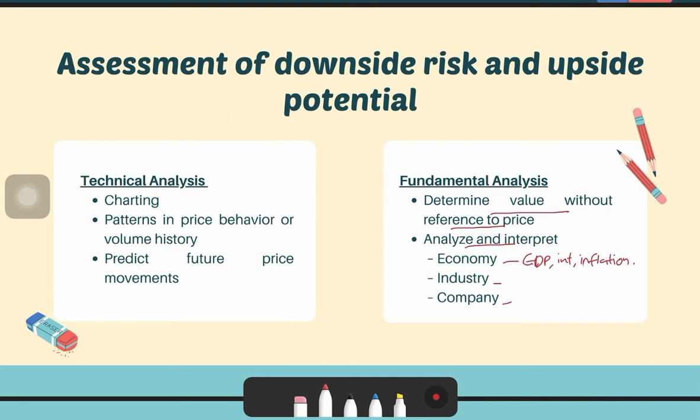And then technical analysis is a method of determining the future price of the stock using charts and patterns in price behavior or volume history. So this is useful to predict the future price movement. Alright, and then the decisions are based on the market trends and price of the stock.